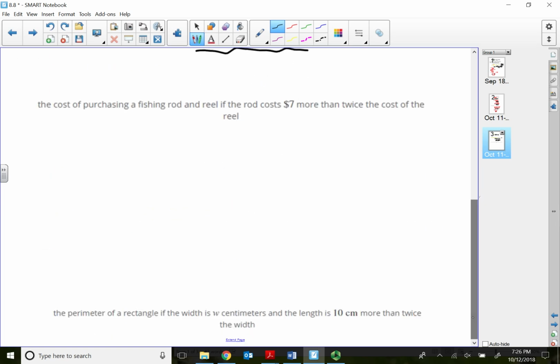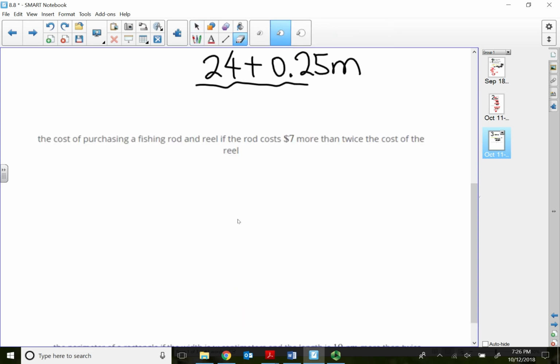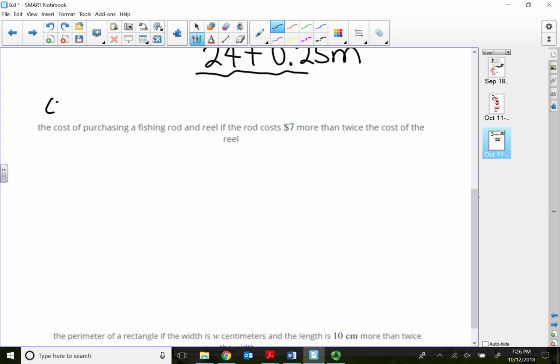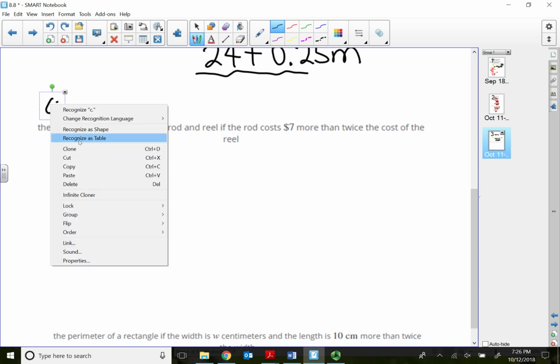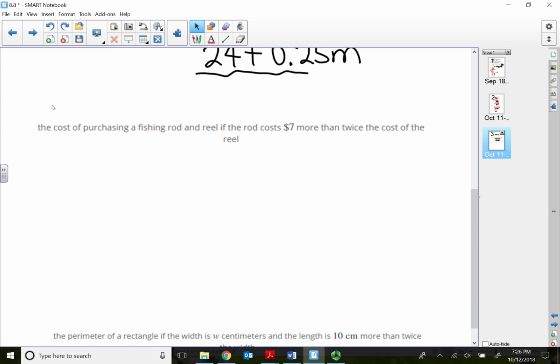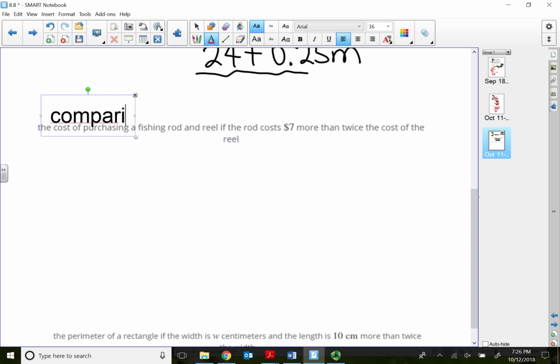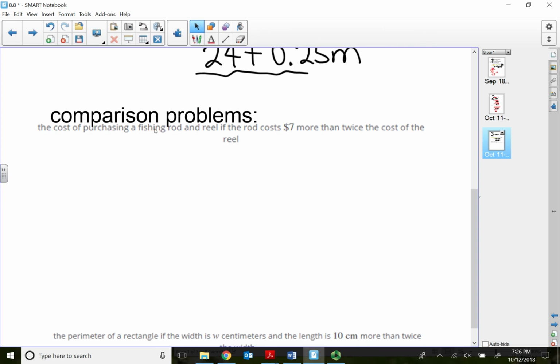Now, the next two problems will actually contain those translation words I mentioned. I call this type of problem the comparison problem, because what we're doing here is comparing items. All right. Something is compared with something else. So let's check out how these problems work.